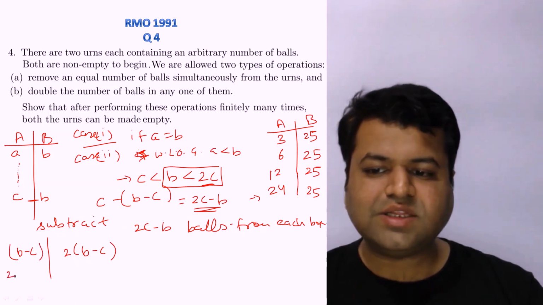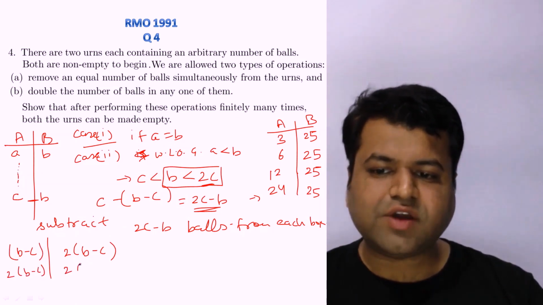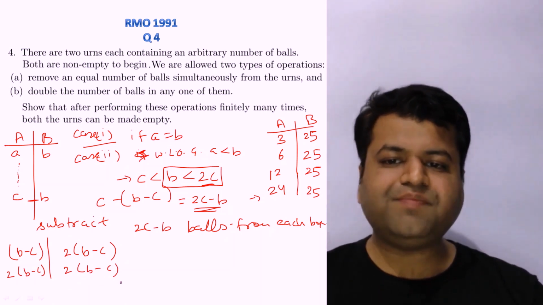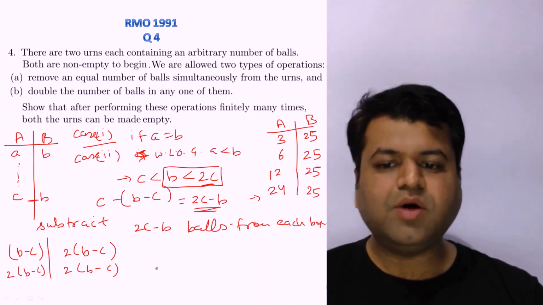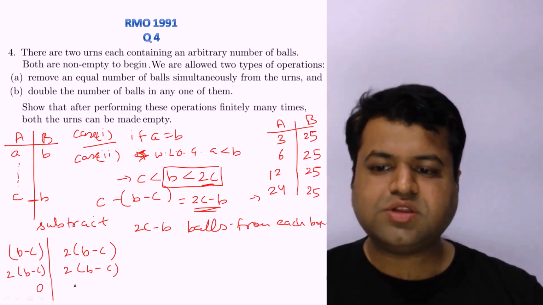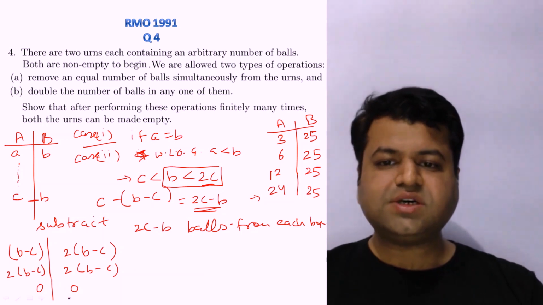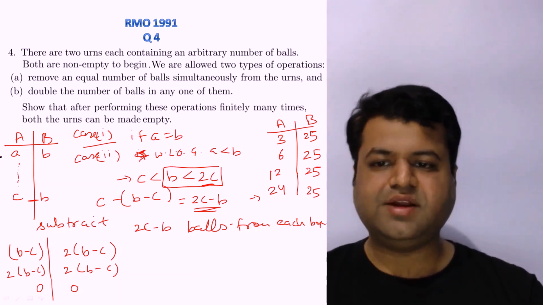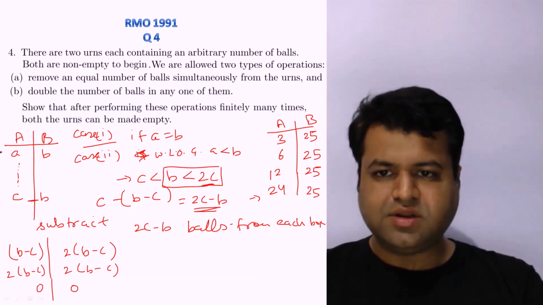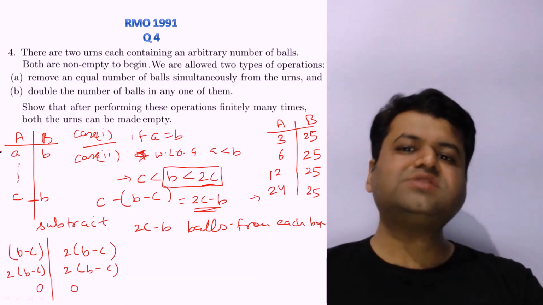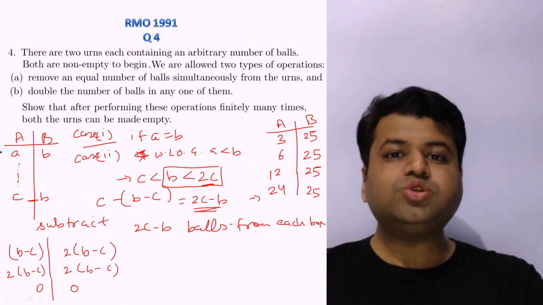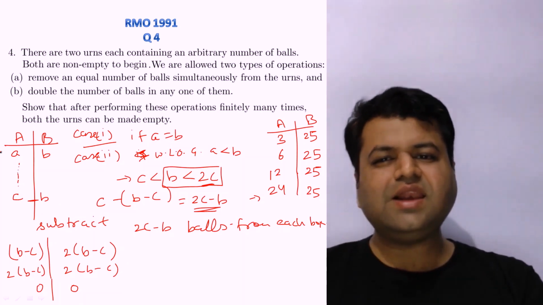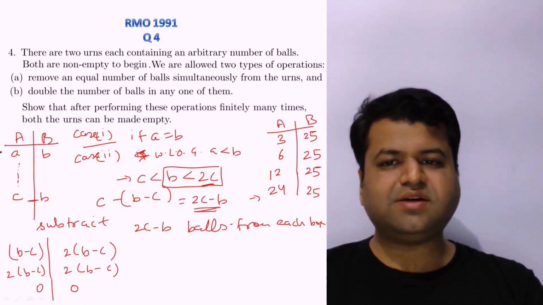Now we will simply double this, twice of B minus C, and since these two numbers are equal, we will simply remove all the balls from both the boxes, and we will end up with both boxes empty, right? So this is the algorithm that you should follow for any general number of balls A and B, right? So this was a good question. In fact, I will say question number 3 and question number 4 are both doable for a kid who is currently in 8th or 9th standard, right? This entirely needs some logic, that's it, right?